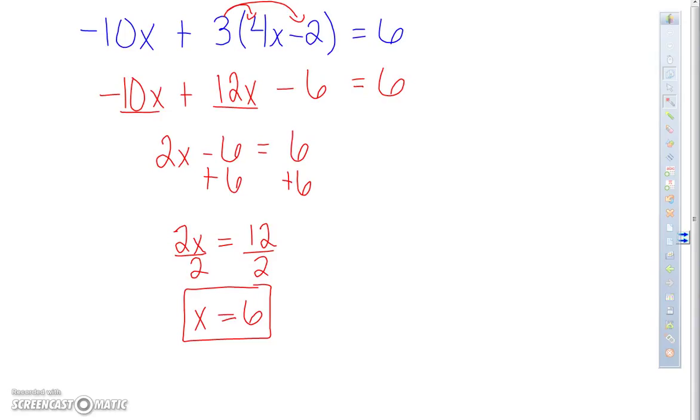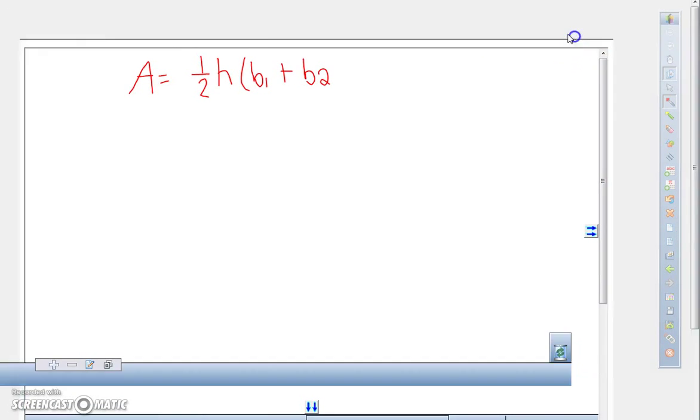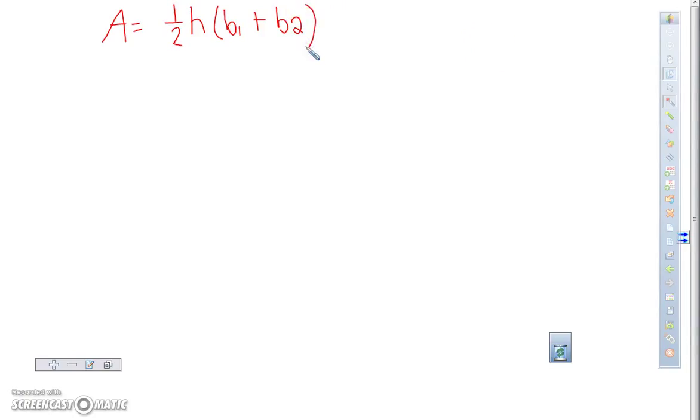Okay, let's move to that formula now. We're going to say A is equal to 1/2 the height times base 1 plus base 2. This is the area of a trapezoid, where h represents the height, and b1 and b2 represent the measures of the bases. And we want to solve the formula for b2. So what they're telling us is they want us to solve for b2. We want to have that completely by itself.